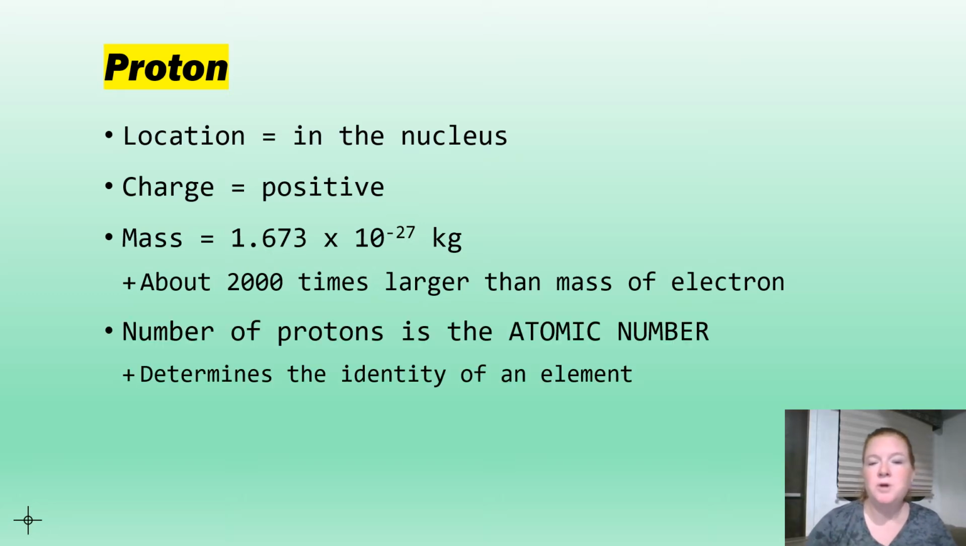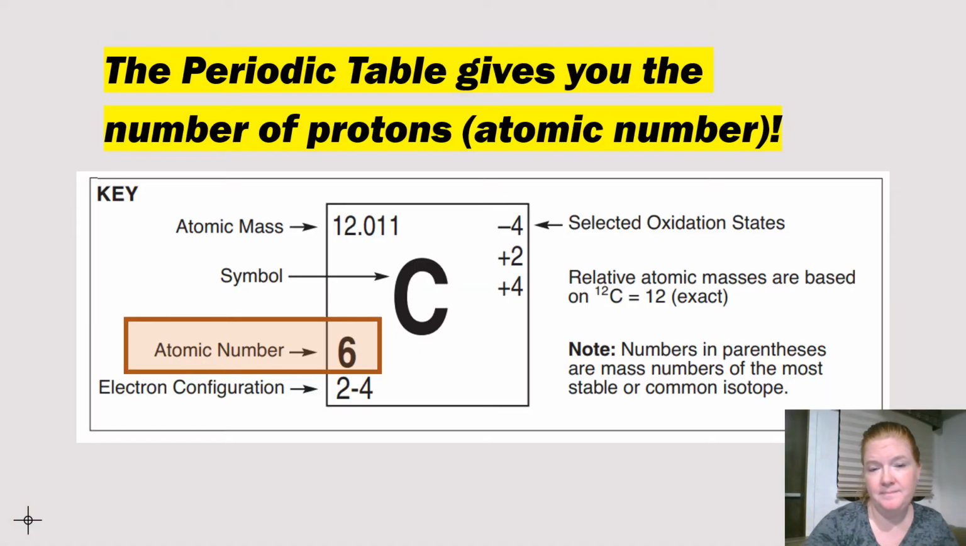The number of protons is defined by the atomic number, and this determines the identity of an element. So the atomic number is the number of protons in the nucleus of an atom, and that determines what element it is. 1 proton, hydrogen. 2 protons, helium. 8 protons, oxygen. You determine the element by the number of protons. So the periodic table gives you the number of protons, the atomic number.